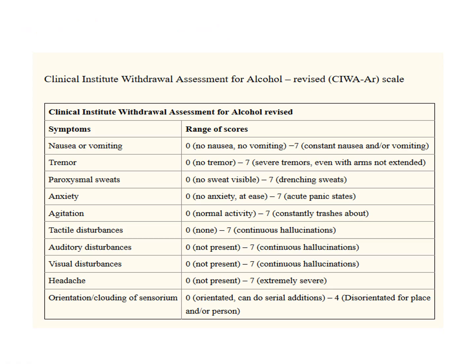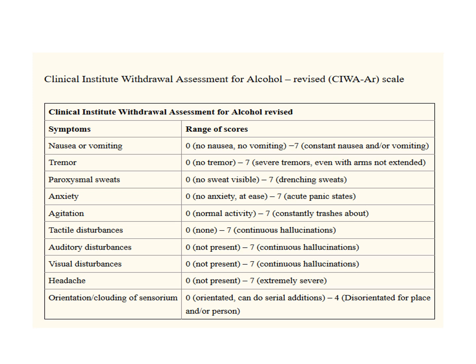All right, so here are our symptoms. The scores range. We judge them on nausea and vomiting, so 0 to 7; 0 to 7 on tremor, 0 to 7 on sweating, 0 to 7 on anxiety, and all the way down with all of those.